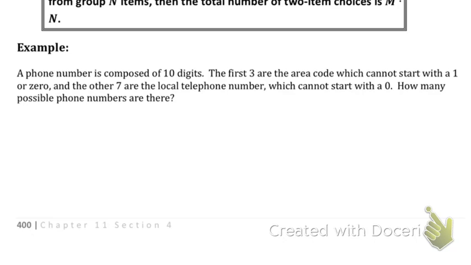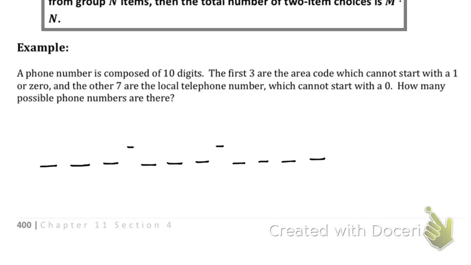So my example here is a phone number is composed of 10 digits. The first 3 are the area code, which cannot start with 1 or 0. All right. And the other 7 are your local telephone numbers, which cannot start with 0. And my question is, how many possible phone numbers are there? Just set this one up. See if you can set this one up. See if you can set up, maybe don't solve it just in case you're wrong.